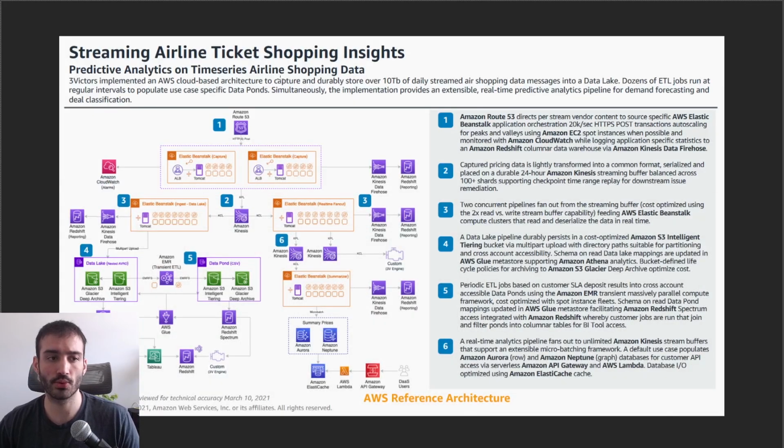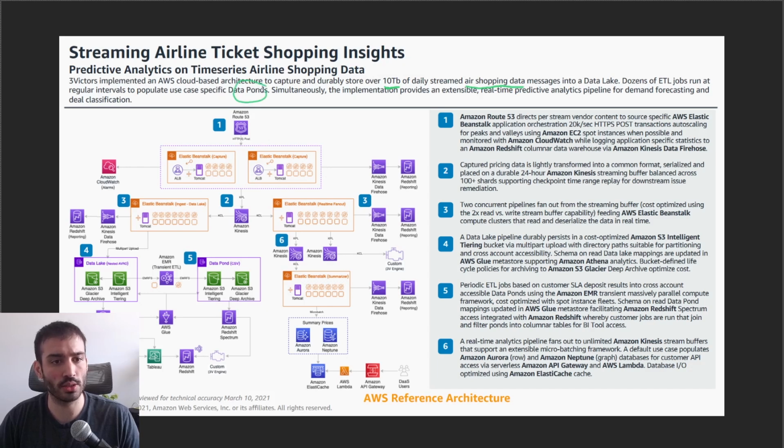So let's read through at least this top section here just to understand what this whole thing is about. So let's do it together. So 3Victors implemented an AWS cloud-based architecture to capture and durably store over 10 terabytes of daily streamed air shopping data messages. So air shopping, I guess this is booking information, into a data lake. Dozens of ETL jobs. ETL stands for extract, transform, and load. Jobs run at regular intervals to populate use case specific data ponds.